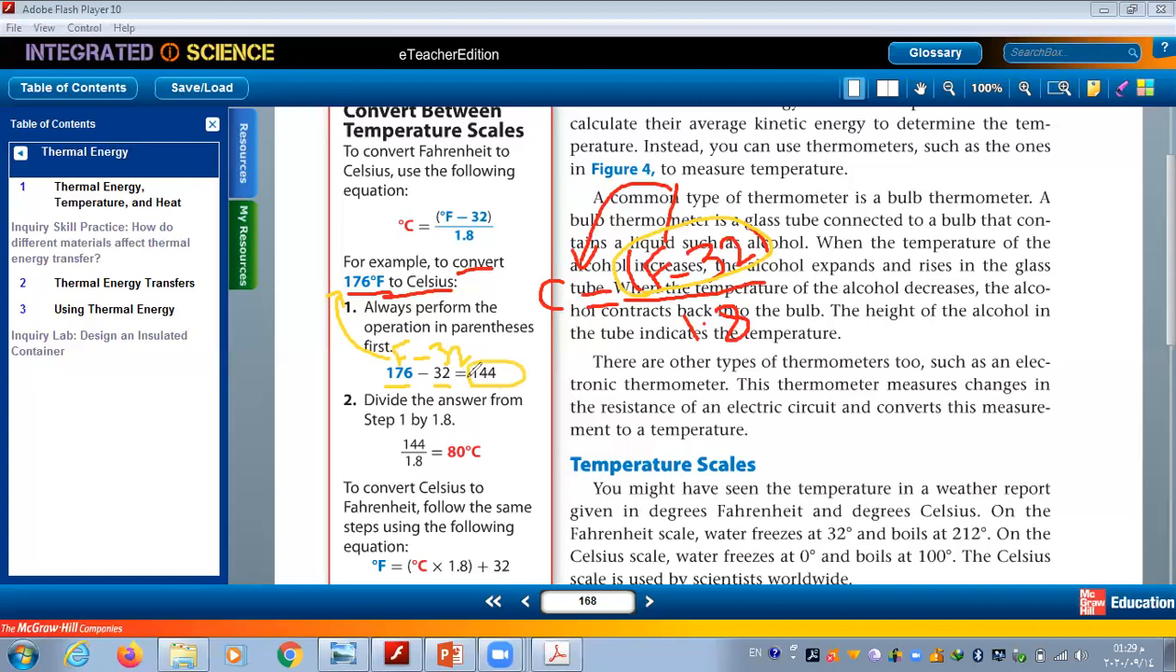This is the product of the bracket. So take the product and divide over 1.8. The next step, divide the answer from step 1 by 1.8. So here 144 divided by 1.8. Using your calculator, the degree is 80 degrees Celsius.